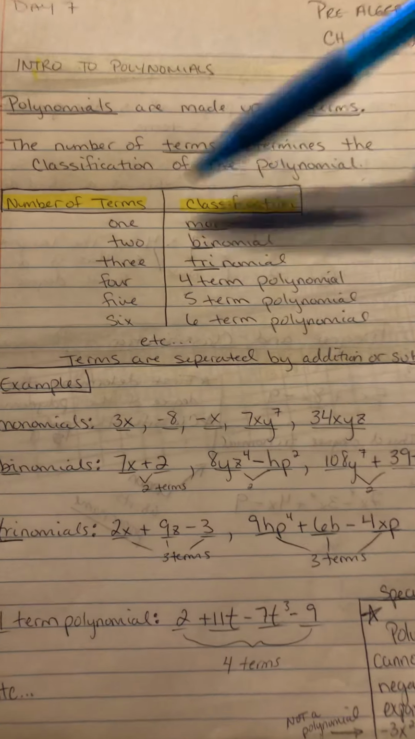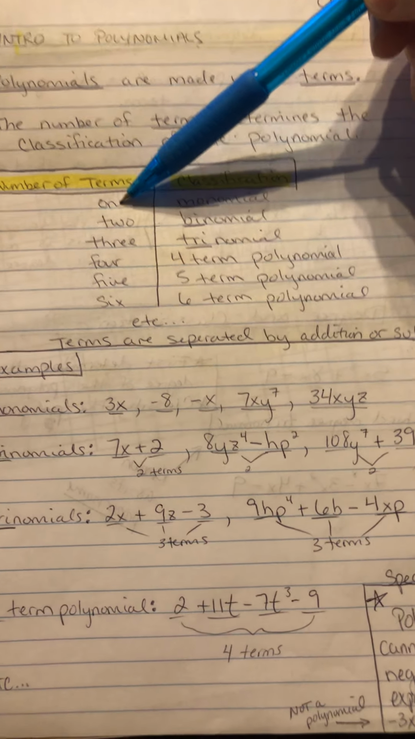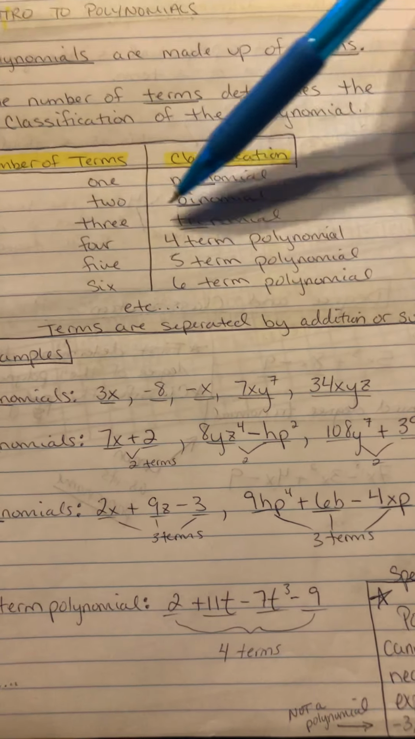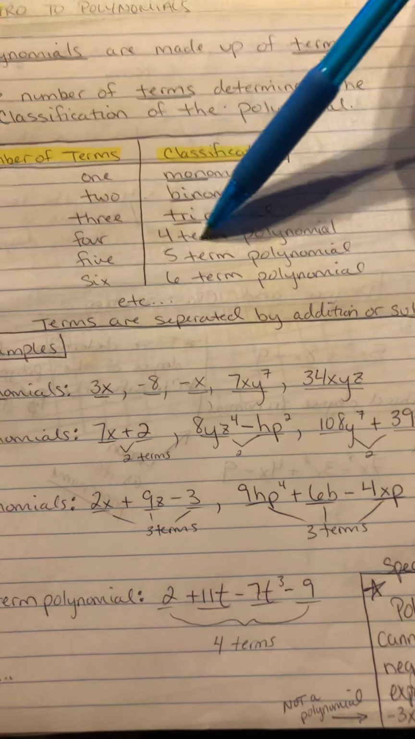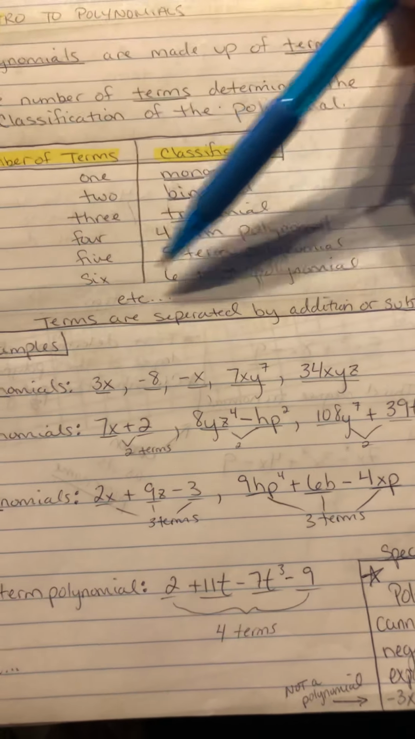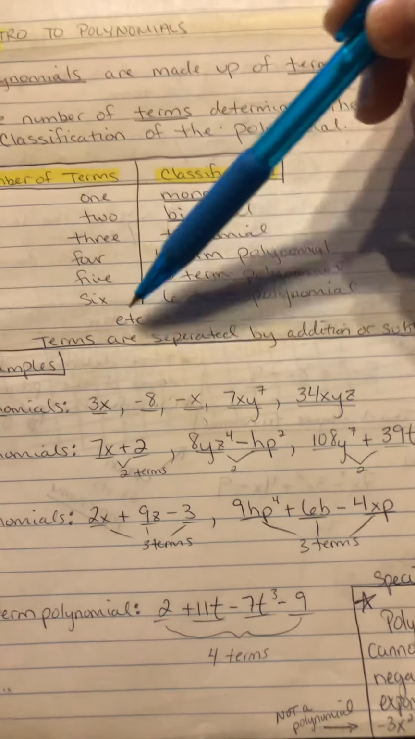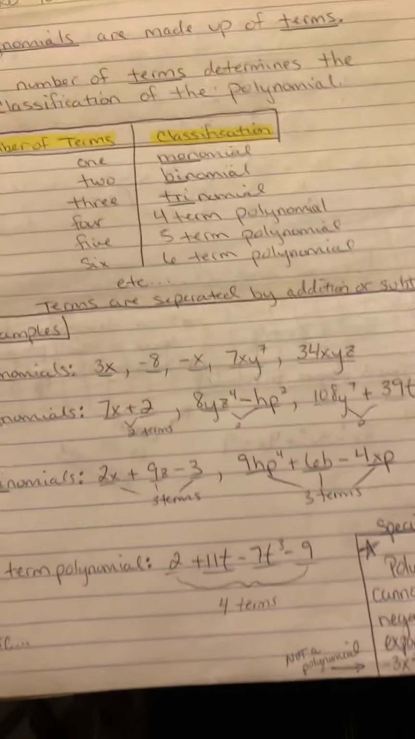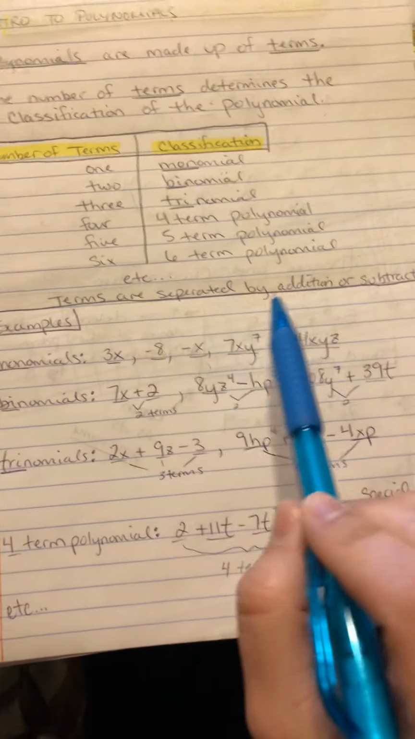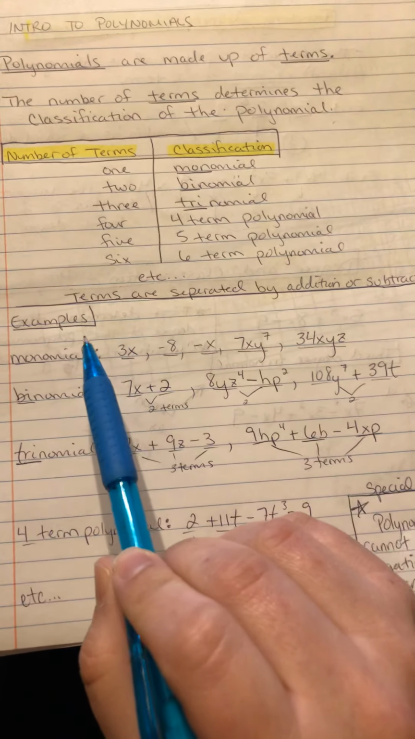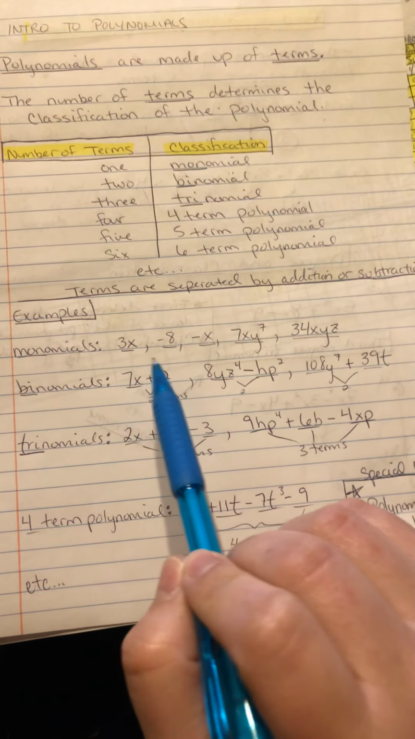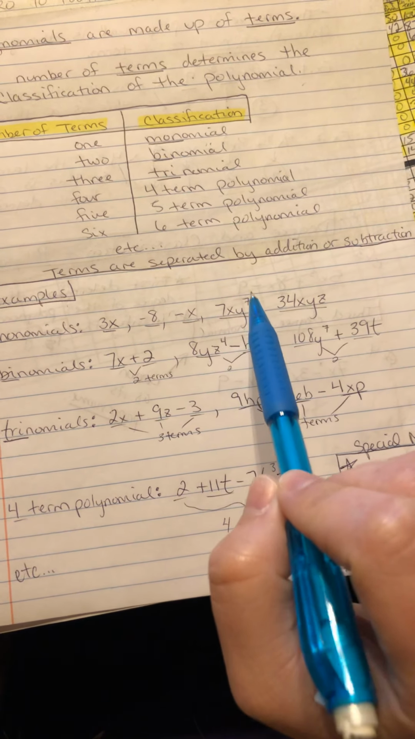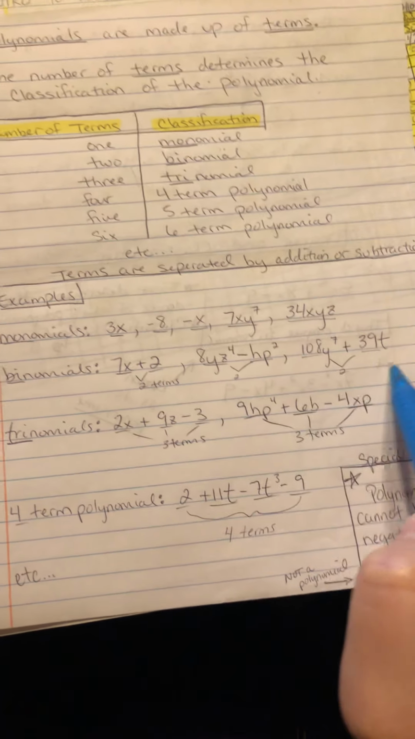For example, number of terms: if it's one term, one number or one expression, it's a monomial. Two will be a binomial. Three, trinomial. Four, 4-term polynomial. Five, 5-term polynomial. Six, 6-term polynomial, and so on. So it would be seven, 7-term, eight, 8-term polynomial, nine, 9-term, etc. Terms are separated by addition or subtraction. For example, 3x, -8, -x, 7x, y to the power of 7, 34x, y, z.